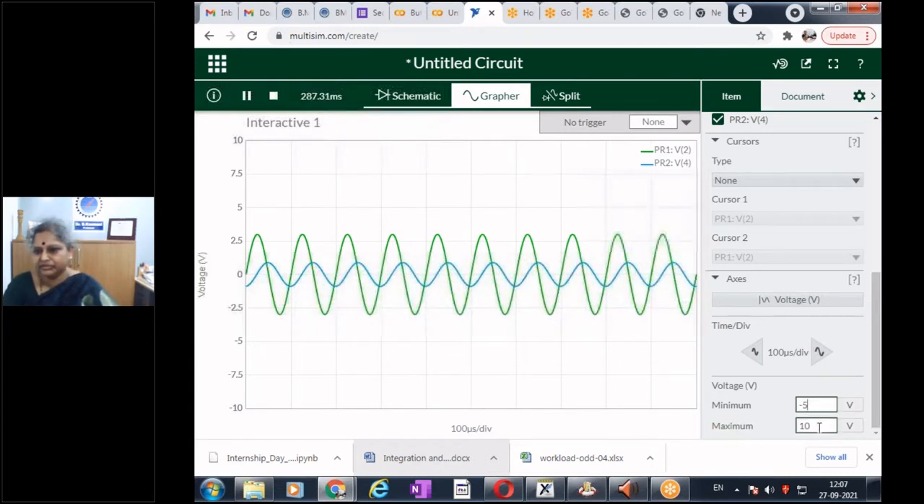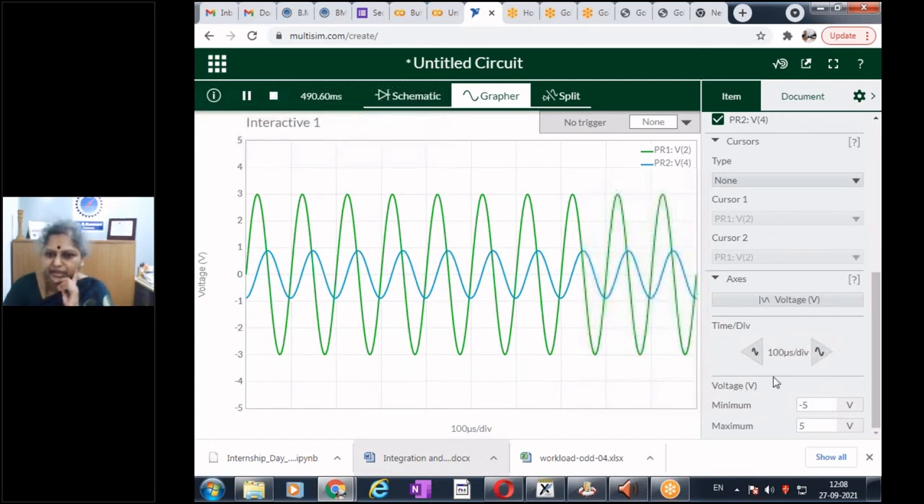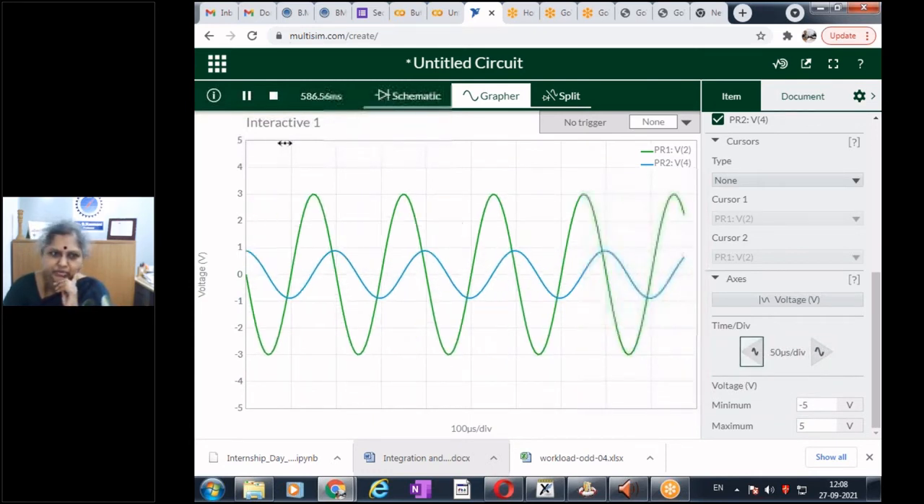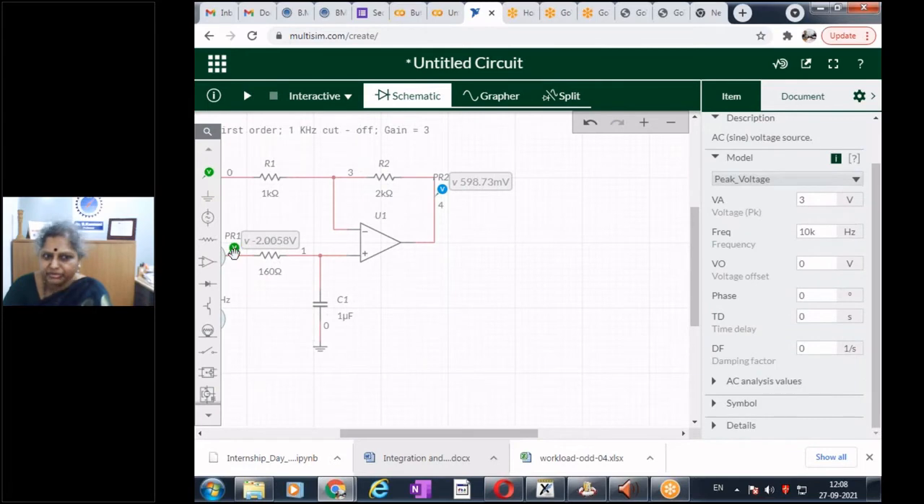Say -5 and 5. And let me expand it a little more, and then let me see the reading. What is my input? Let's go back. My input is green, output is blue.